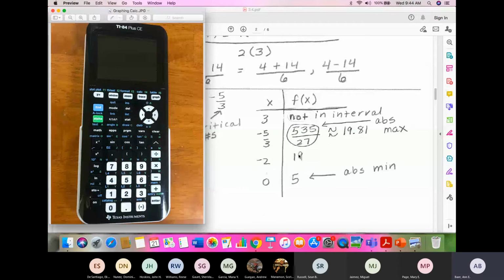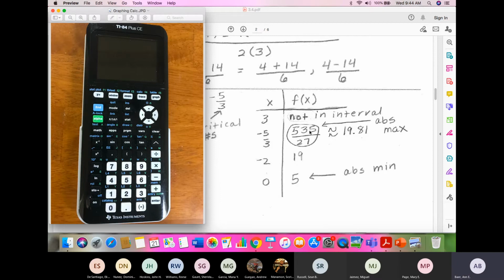And I get 19. Now I'm going to repeat that entry again. Change that -2, this time to x equals 0. Delete that other character, enter, I get 5.